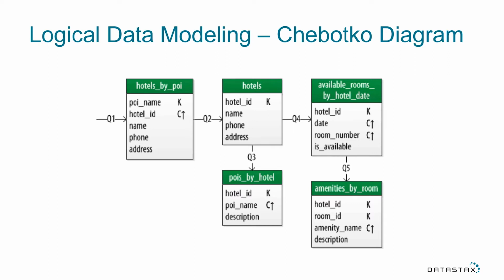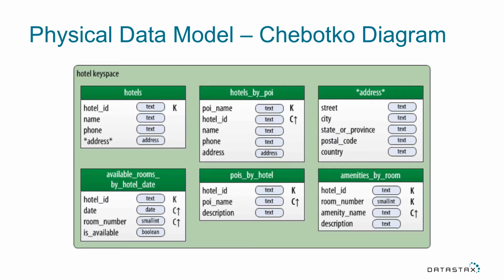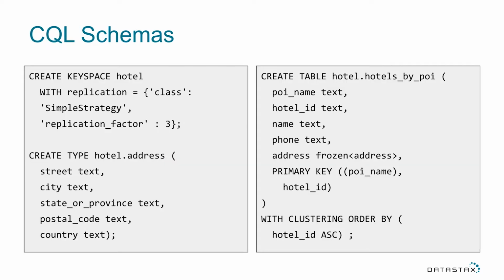At this point, we've already started to identify the keys for each table. This will determine how the data in each table is partitioned and organized for queries. The next step is to create a physical data model. At this point, we assign types to each of our attributes and identify the Cassandra keyspace that will be used for each table. The final step is to write the actual Cassandra Query Language schema that will define our keyspace and our tables.